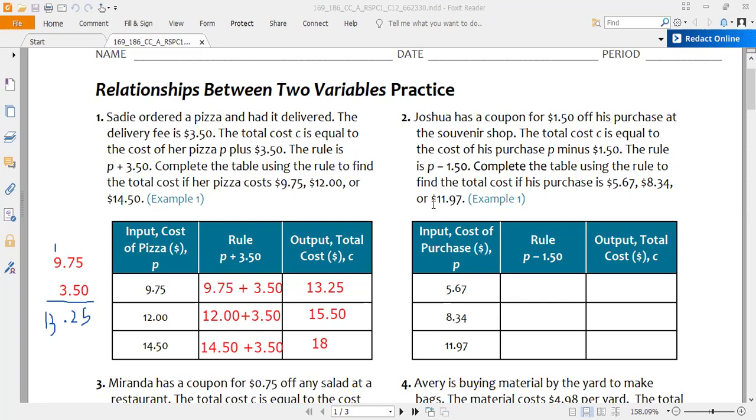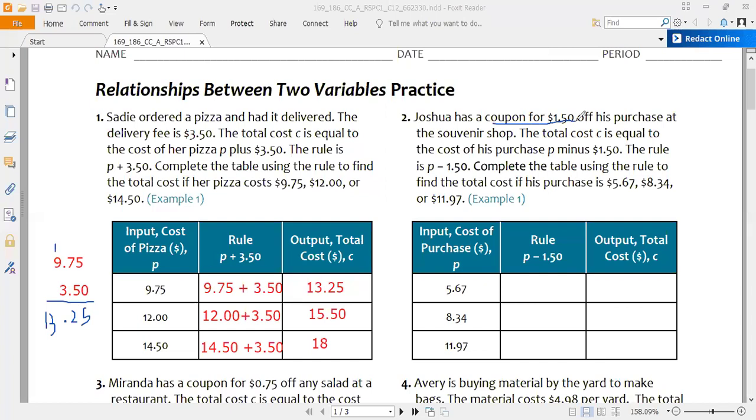Same as this question, we have been given the input cost of the purchase: 5.67, 8.34 and 11.97. Different costs are given, and the rule is given that if you purchase these, there is a coupon, like a discount in every case, that will give you a coupon for 1.50.